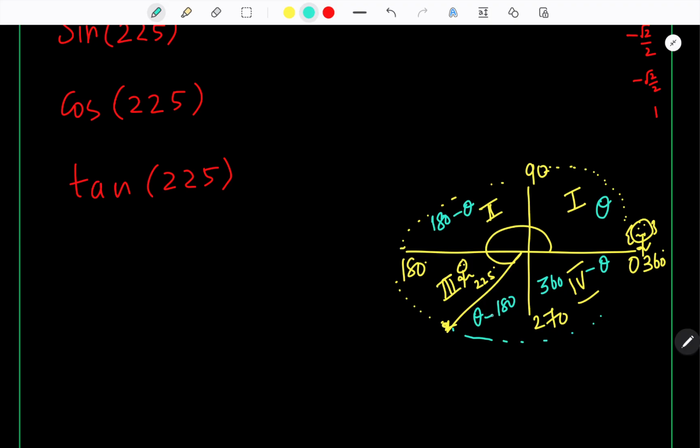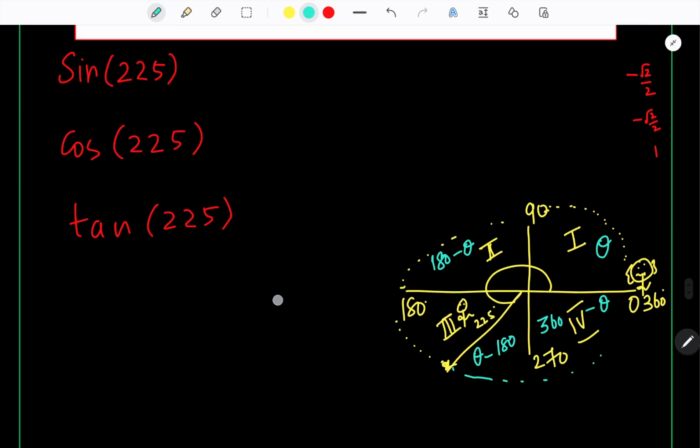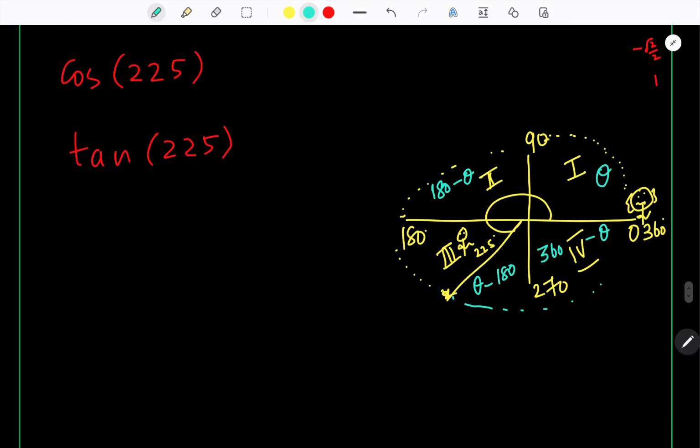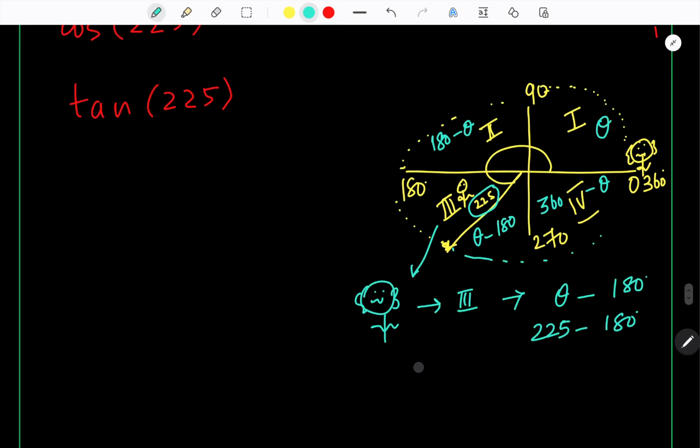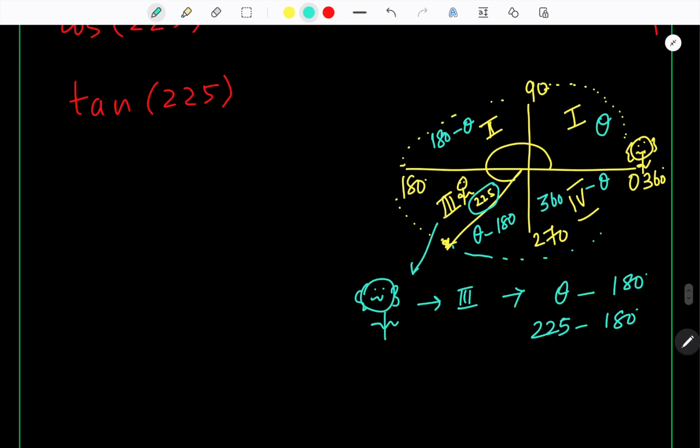So now the guy is standing in the third quadrant. So he is standing here. Okay. So quadrant number 3. What is the formula? Theta minus 180 degree. So what is your theta? Your theta is 225 minus 180 degree. So 225 minus 180, if you put in the calculator, you will get 45 degree. So this is equal to 45 degree.